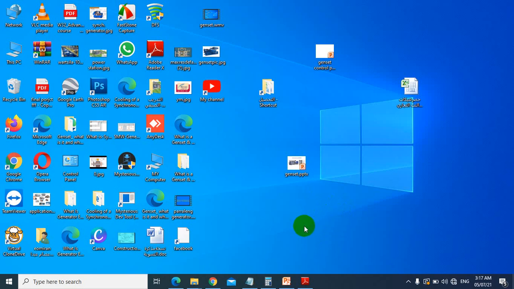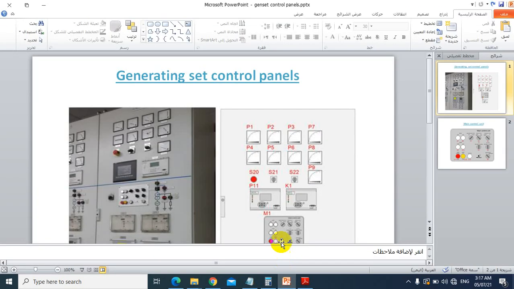Bismillahirrahmanirrahim. Hello, my friends. Today we have an important lesson. It talks about the generating set control panels.